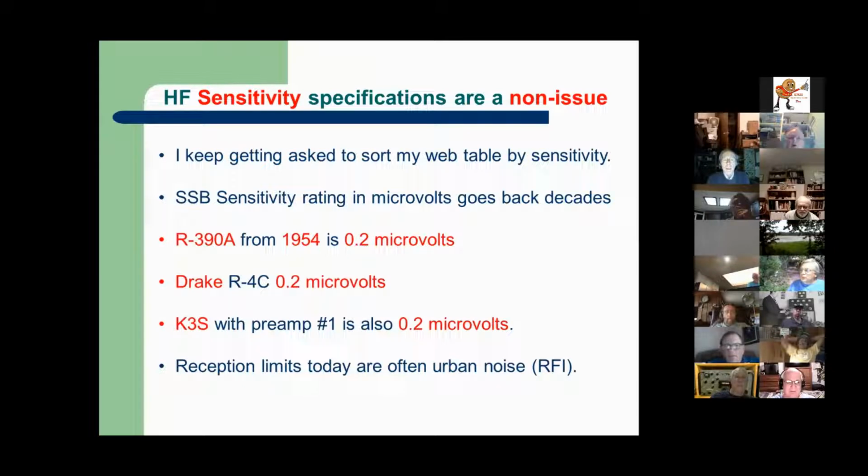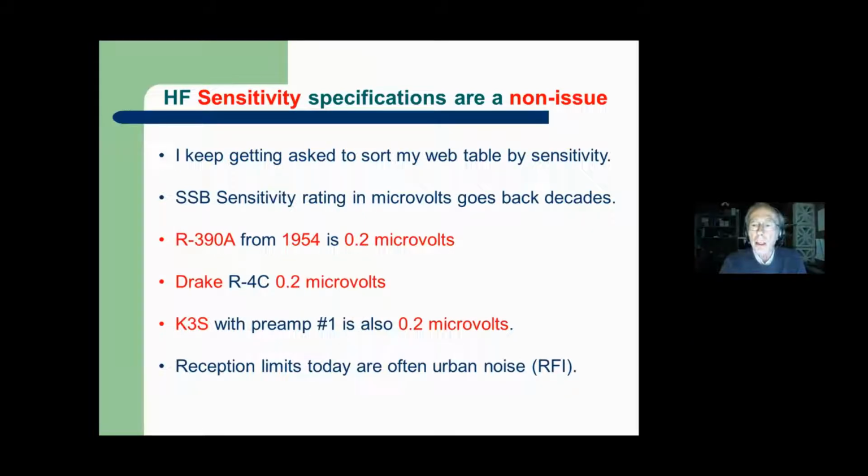If you've been to my website, sometimes I'll get a phone call or an email asking, why is it sorted by close-in dynamic range instead of sensitivity? Sensitivity has been around a long time, but it's kind of a non-issue for equipment. The R390A, that goes back to 1954, the Drake R4C, the K3S, they all have the same sensitivity. That's a sideband measurement, 0.2 microvolts. Often today in an urban environment, RFI, local noise, is really the problem. So sensitivity is kind of a non-issue as far as the individual receiver. Can I hear the DX or not?